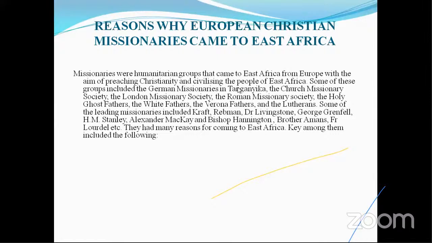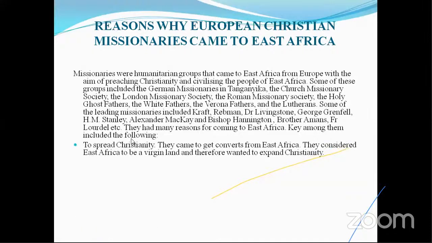Before we go to the reasons, in this introduction, we are saying that these Christian missionaries came to East Africa in groups, and we had different groups. We've mentioned them: the London Missionary Society, the Roman Missionary Society, the Holy Ghost Fathers, and so many others. We also had individual missionaries, among them Krapf, Livingstone, George Greenfield, H.M. Stanley, and Alexander Mackay. You understand? So these are the different groups and individuals that came to East Africa to preach the word of God. Now, here is reason number one as to why these missionaries came to East Africa.